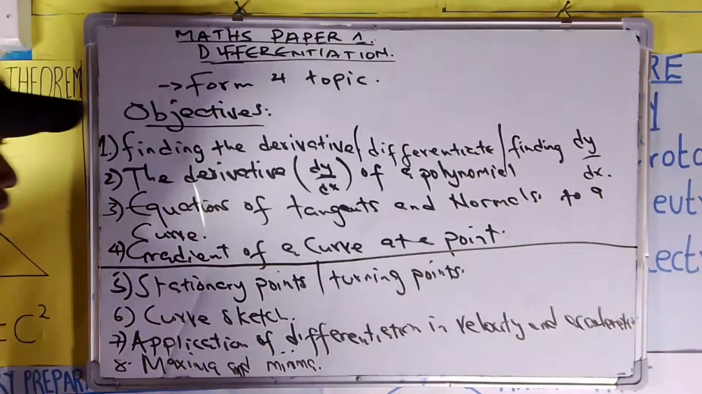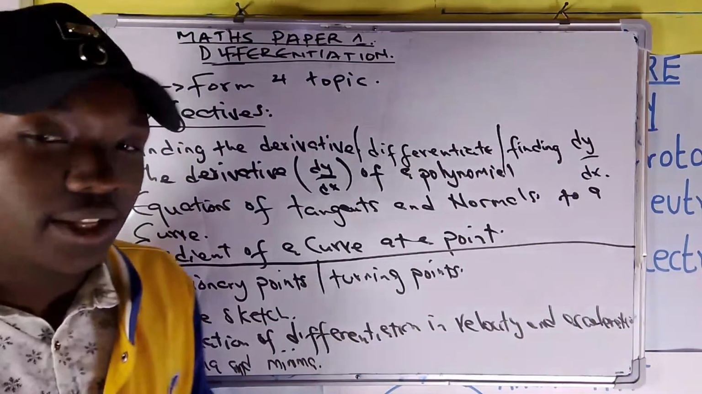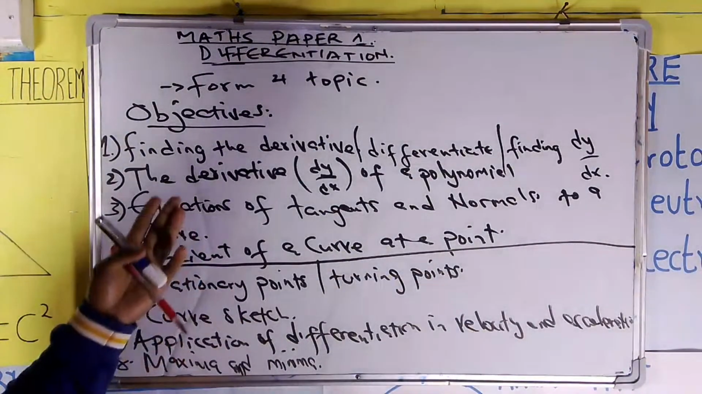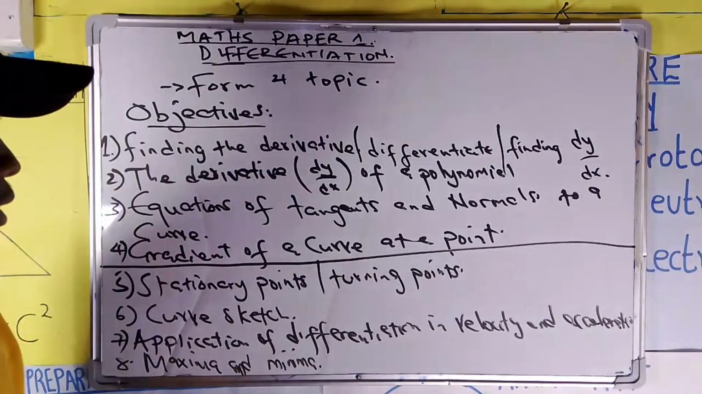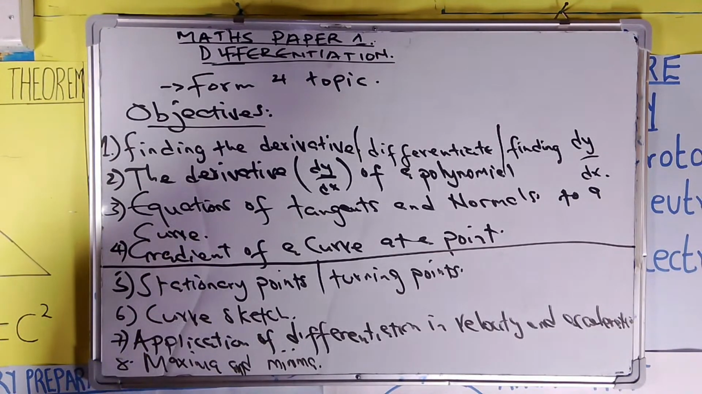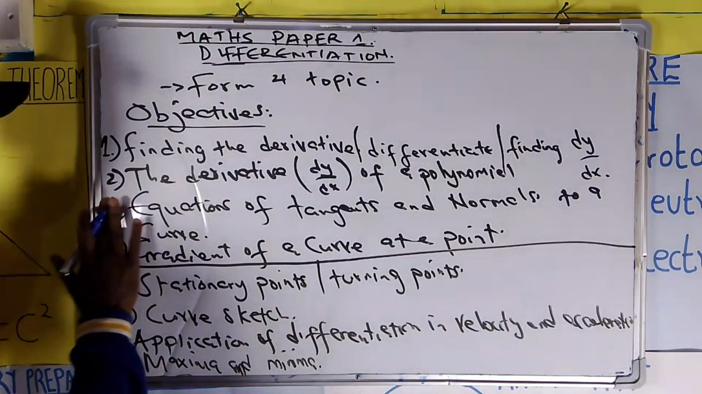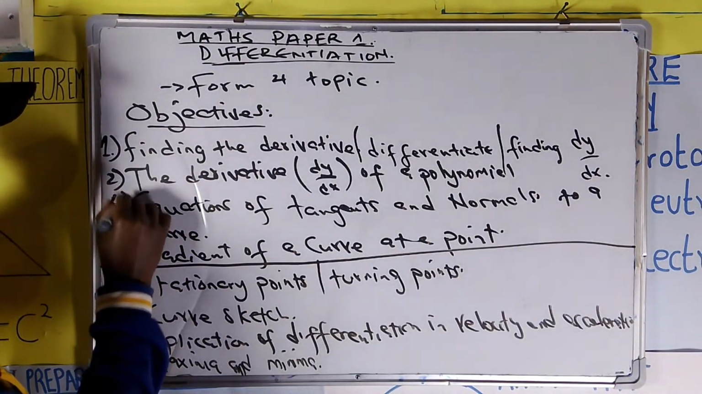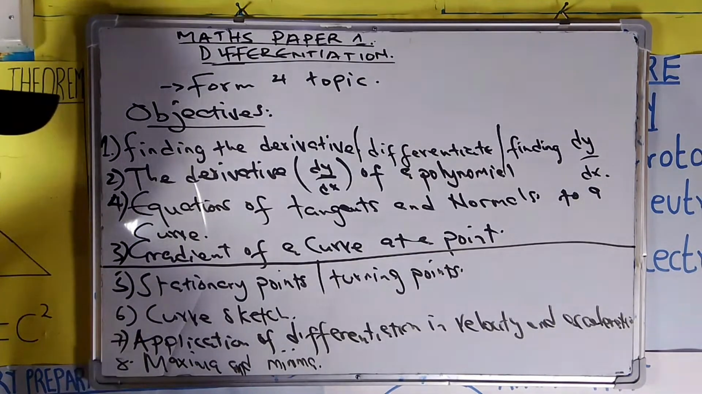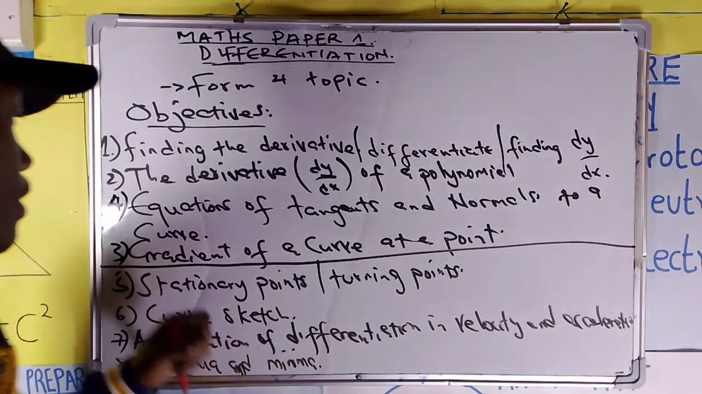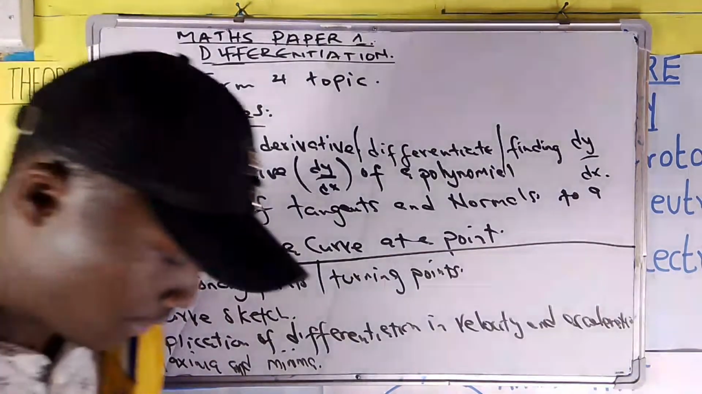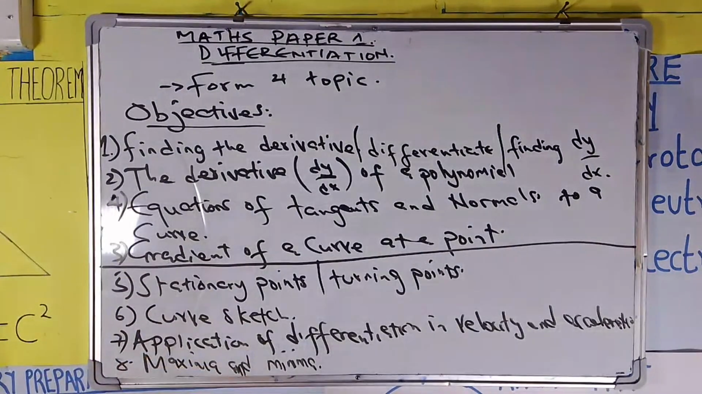We can do the first four. We can find the derivative, or differentiate, or find the dy over dx. We can also find the derivative of polynomials. We can also find the equation of tangents and normals to a curve. But this one is number 4; this comes first as number 3. So our number 3 is gradient of a curve at a point, and number 4 is equations of tangents and normals to a curve. That is what we are going to be doing.